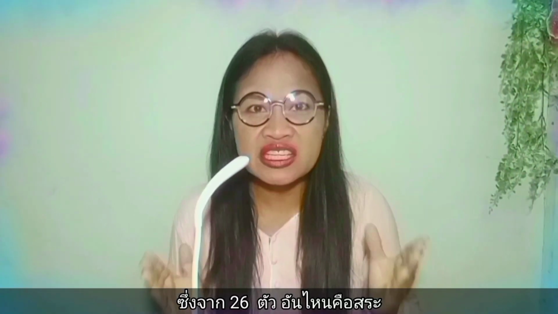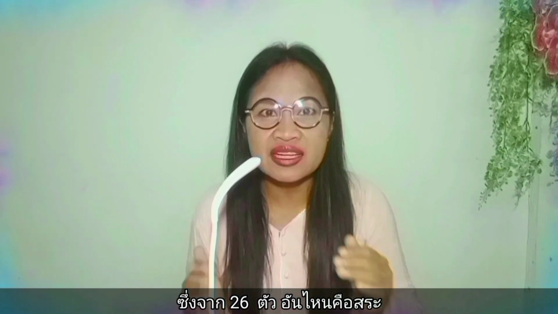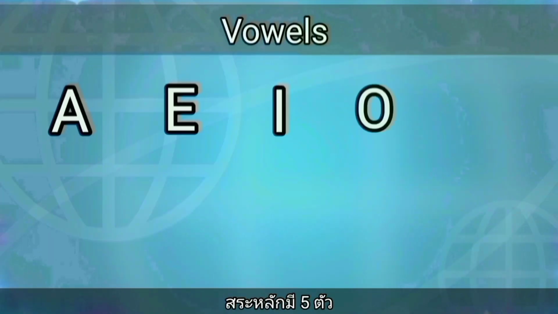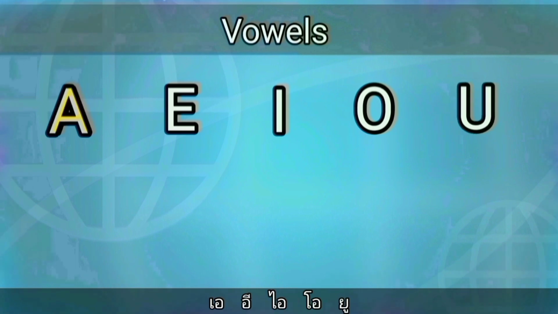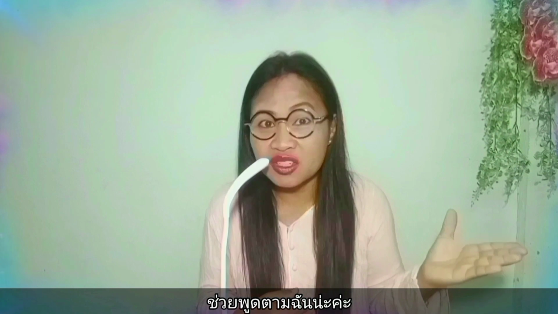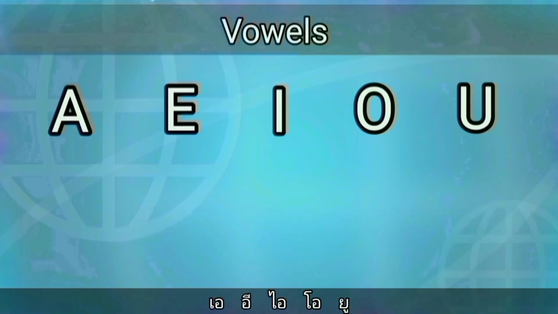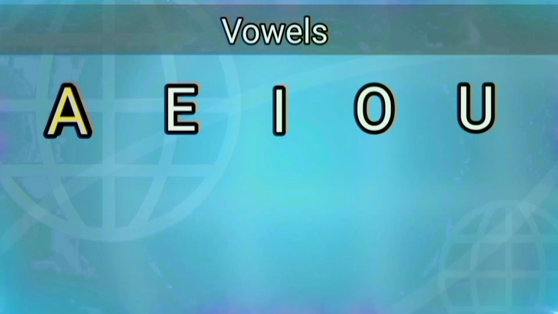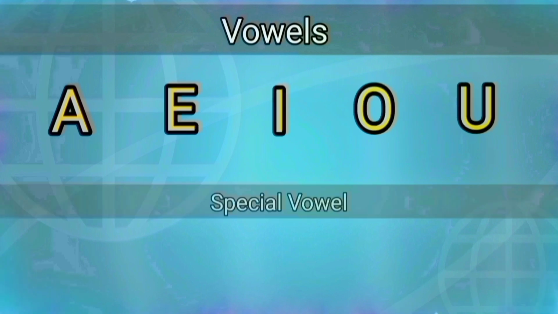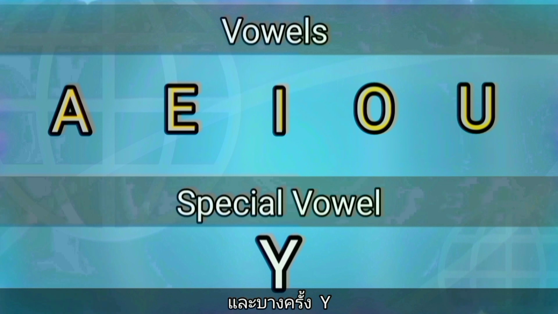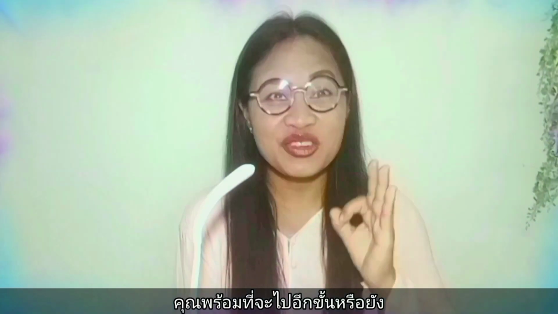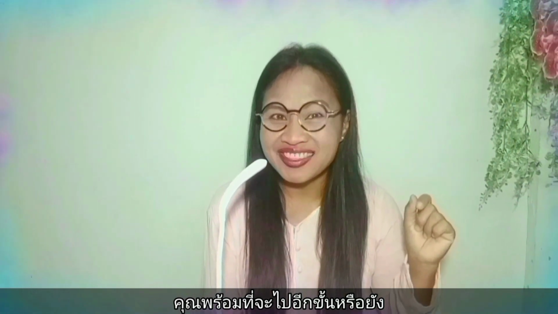So, from 26 of them, which ones are vowels? There are 5 main vowels. A, E, I, O, U. Can you repeat after me? A, E, I, O, U. And sometimes Y. The rest of them are consonants. Are you ready to go to the next step?